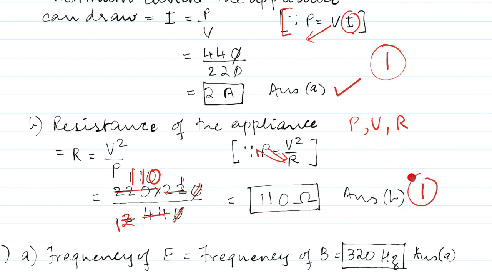Okay. Now this question is for 3 marks. So 1 mark will be for this, 1 mark will be for this, and overall the examiner will see whether you have written the formulas properly or not and give you the 3rd mark.